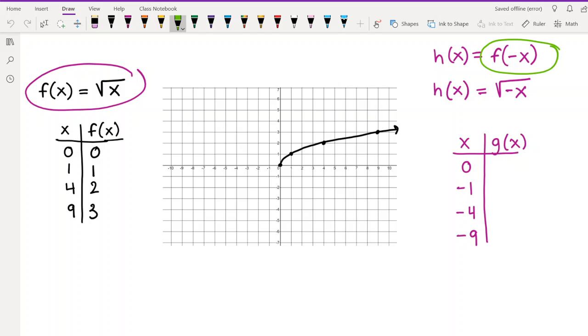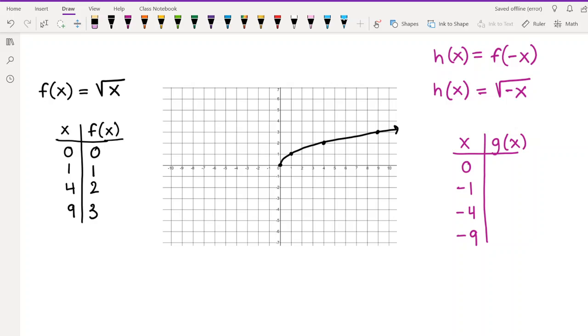And so if our original function was square root of x, instead of taking the square root of x, now we're taking the square root of negative x. So that might seem a little weird to you, right? Because we're not supposed to take the square root of a negative number, right? Like that's not allowed. We talked about that in the domain section.